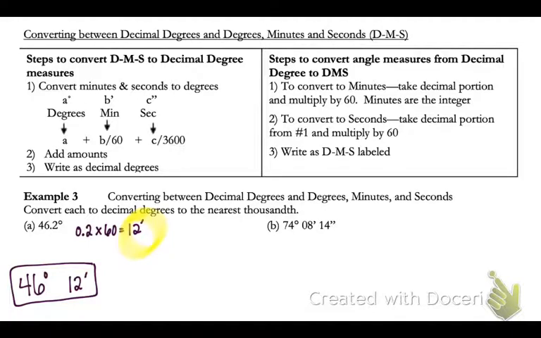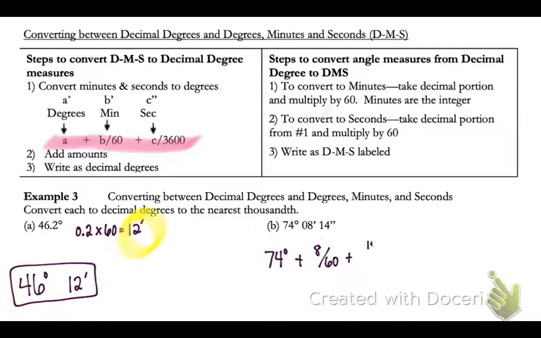Okay, for part B, we're starting with the degree, minutes, seconds. So I'm looking on the left side now of my steps. I probably should have flipped those for ease, but it'll be okay. So step 1, we're going to convert minutes and seconds to degrees. So I'm just going to rewrite this equation right here with the parts of my problem.